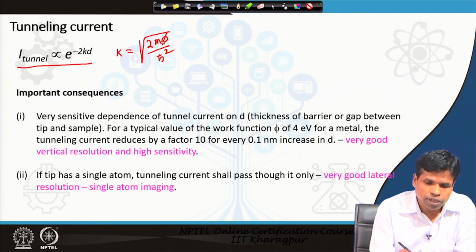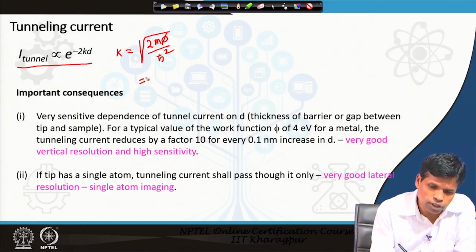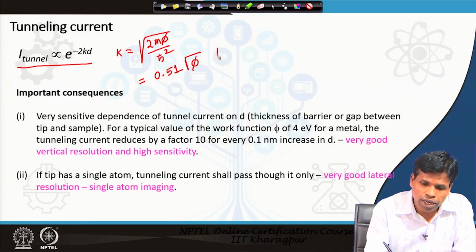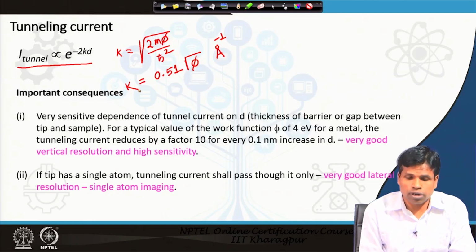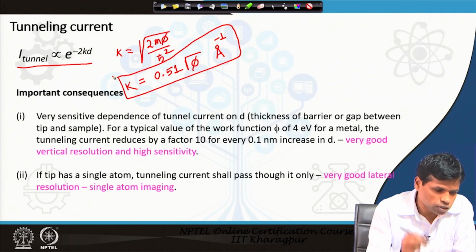To m phi, where m is the mass of the electron and h cross, that is h by 2 pi, h is the Planck's constant. If we put in these values, then k is equal to 0.51 root over phi, if we take the work function in electron volts, with k in angstrom inverse.